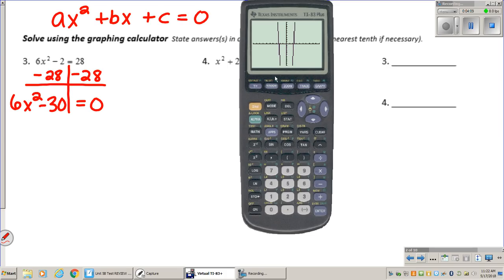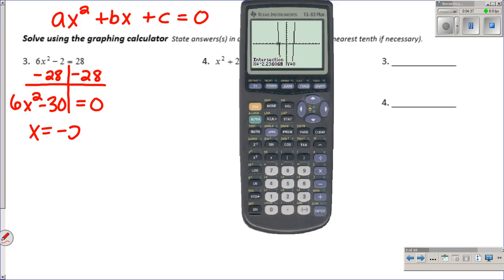We have 2 intersections. So we're going to go to second, trace 5. And if you hit the up arrow key on your calculator, that puts the cursor on the x-axis. Now move the cursor to the left side, the left intersection, and press enter 3 times. So you will find one solution is negative 2.23. The instructions tell us to round to the nearest tenth. So one solution is going to be x equals negative 2.2.